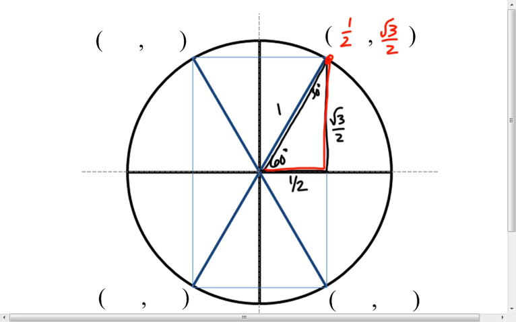Like down here, I would go 1/2 to the left and square root of 3 over 2 down. So because I went left, it's negative, and because I went down, it's negative. And I just mix those up. 1/2 to the left and square root of 3 over 2 down. Okay? And you can fill in the rest of those.